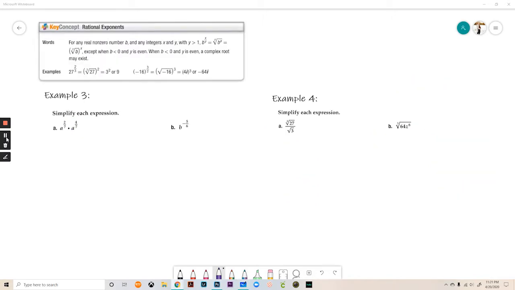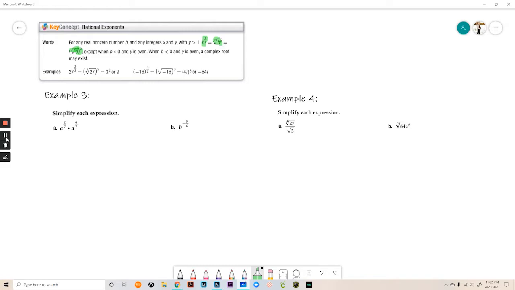So this next part just talks about our rational exponents, and I did a little bit of that in that last example. It says for any real non-zero number b and any integers x and y, with y being greater than 1, we can rewrite it in radical form just like this. I kind of already did something like this in the last one. Now, this is true except for when b is less than 0 and y is even. This means that a complex root may exist.